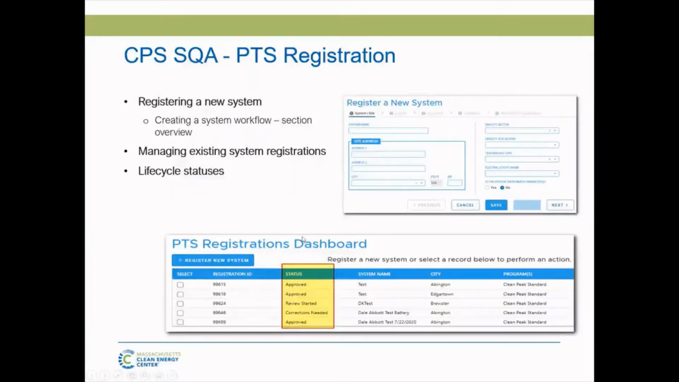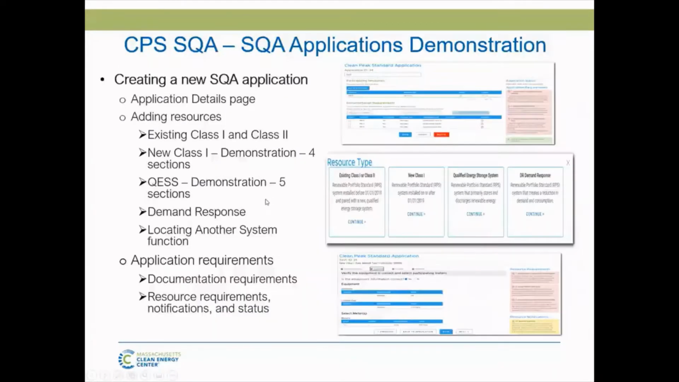And we talked about there is a dashboard that summarizes the status of those systems. We can look at that again quickly, but what I really want to focus on is, once your new system is registered, or if you have an existing system in the PTS that you want to apply for the Clean Peak standard, you would complete the SQA application. Again, we'll do a demo of this in just a few minutes, but I want to go over that you create an application, and we start off with what we call the application details page.